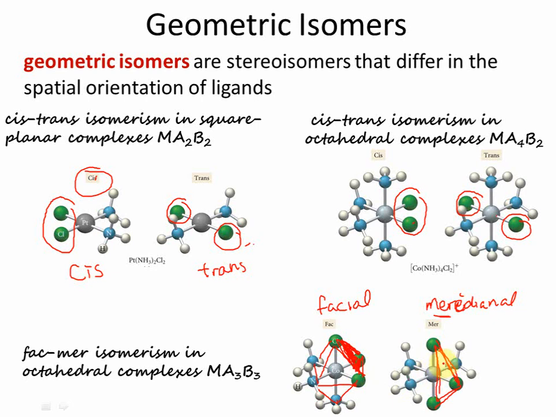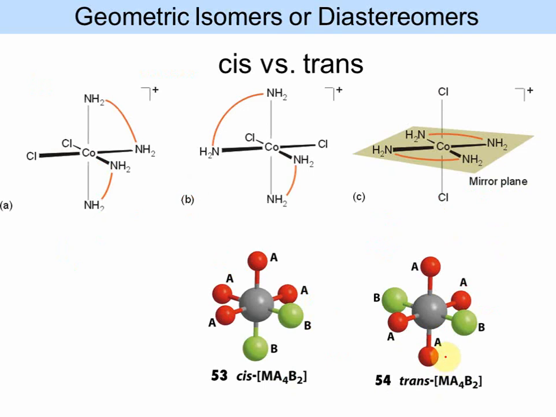These are just other illustrations to show you the difference between cis and trans. So this would be the cis because they're on the same side. These are also cis isomers because they're next to each other. They're 90 degrees from each other in the octahedral complex. But here these would be trans because they're on opposite sides of the cobalt.